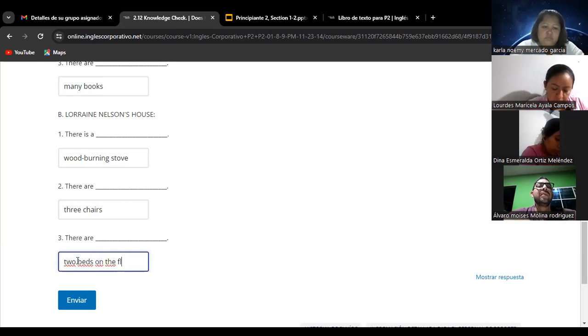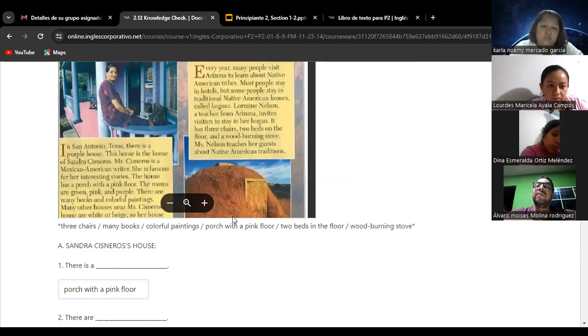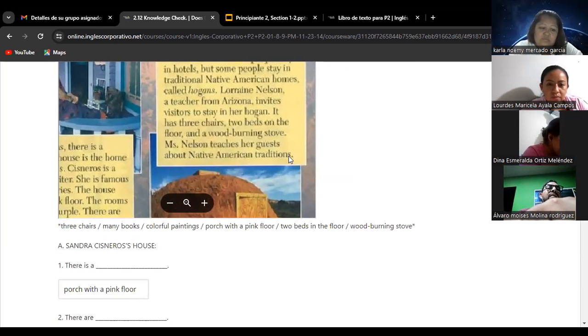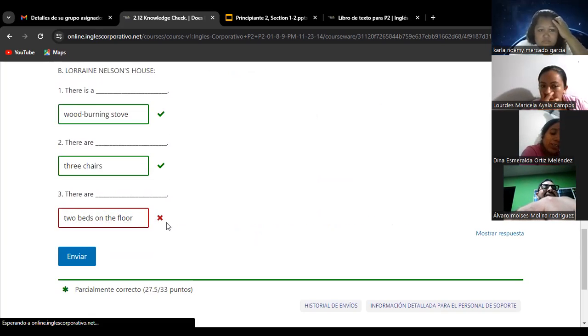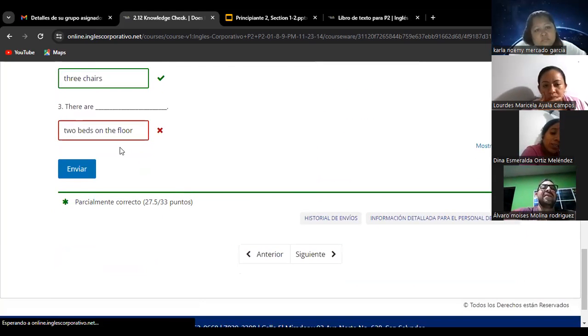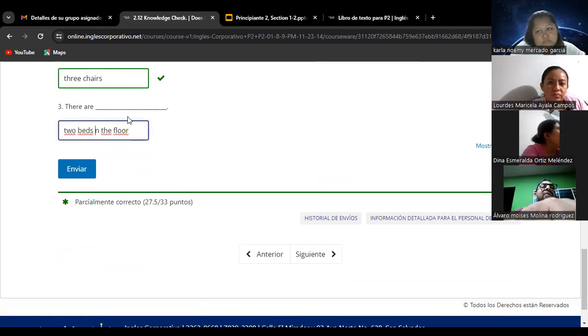On the floor. In or on? On the floor. Are you sure? But the correct answer is on, because in means inside. We can't have beds inside the floor, but rather on top of it, on the floor. That's the correct answer.